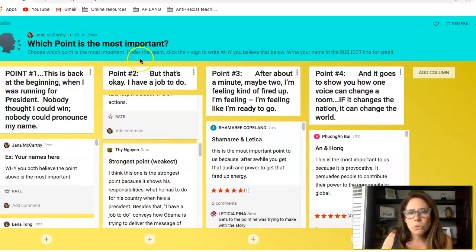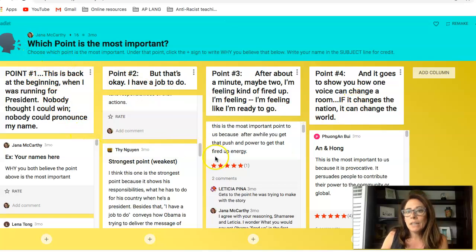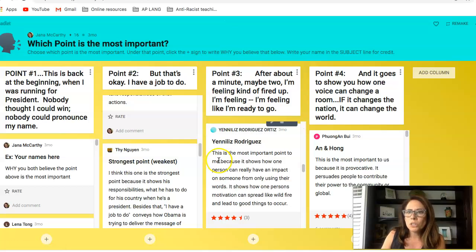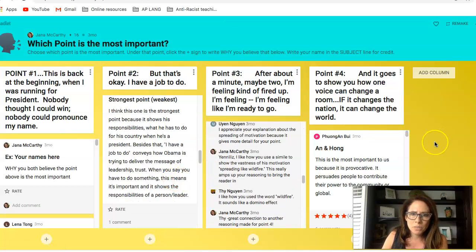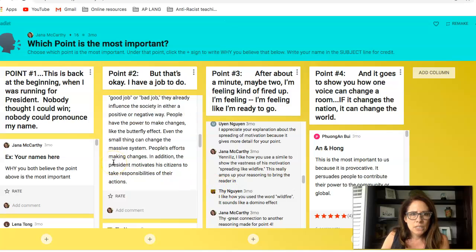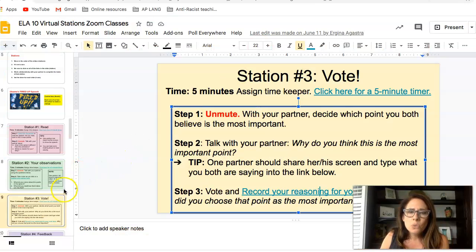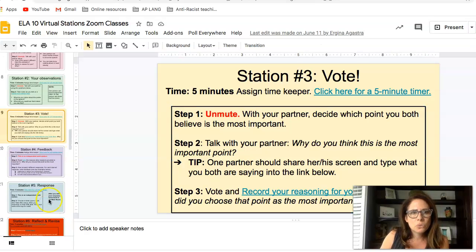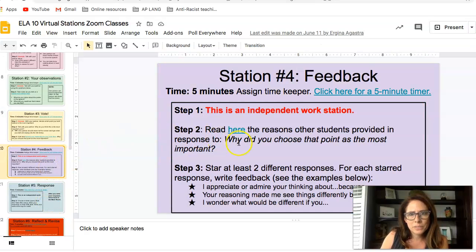I have the 4 different categories that they're voting against. It's which point is most important. Again, it fits with our standard of the order of points as an argument unfolds. And they wrote what they believe the most important point is. I knew at that time that students were not writing why. So I had students go back to add on to their Padlet response.